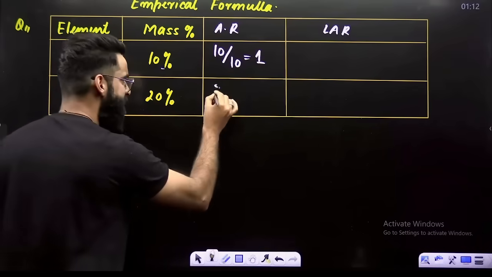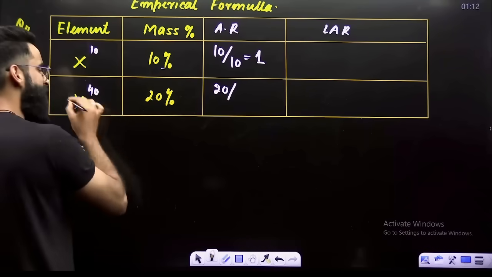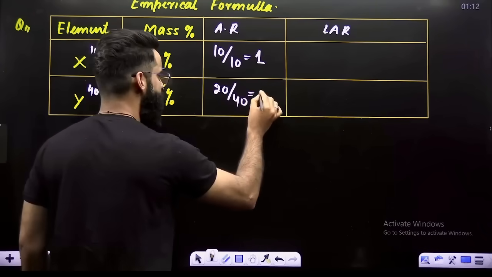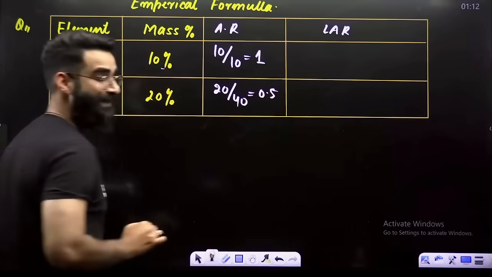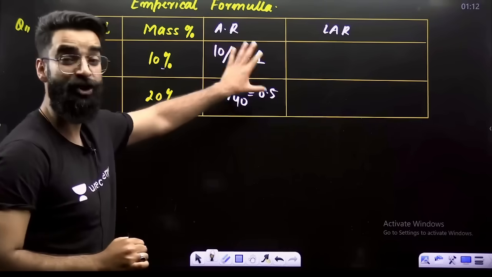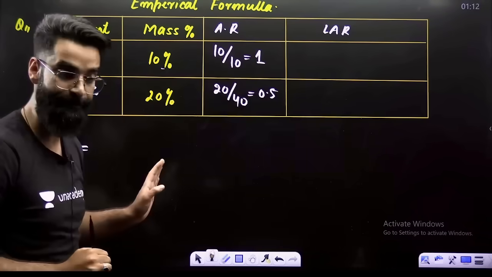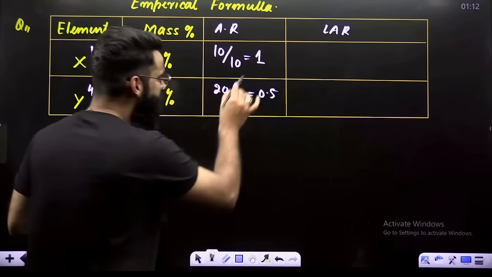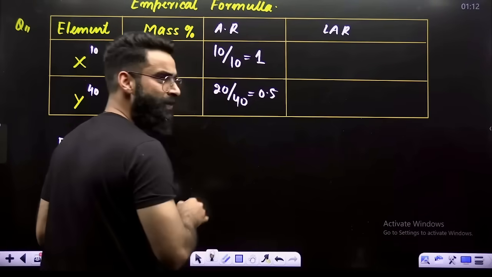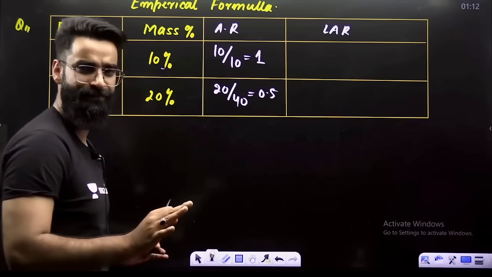Similarly, the mass percentage of the element here is 20. Atomic mass of the element is 40. The value comes out to be 0.5. So what do I call these 2 terms? I got the atomic ratio of X and Y over here. Okay. Now, which one is the least number among the 2? The least number among the 2 is 0.5.